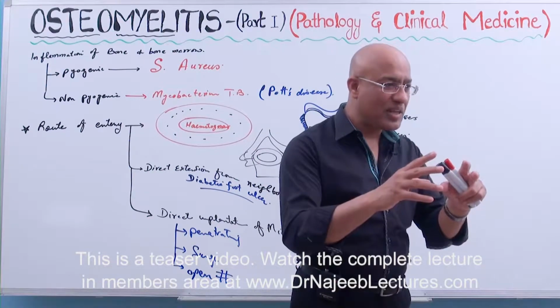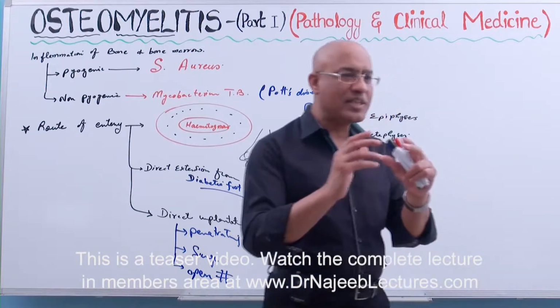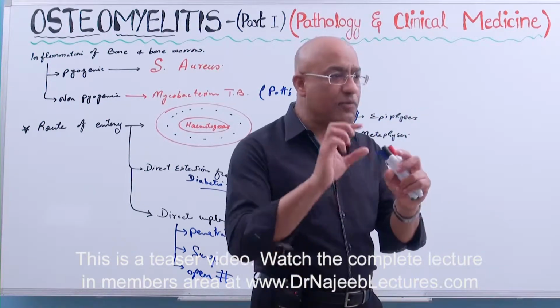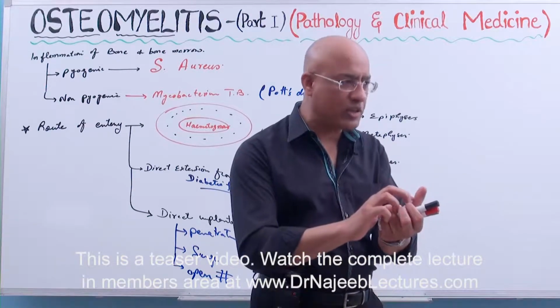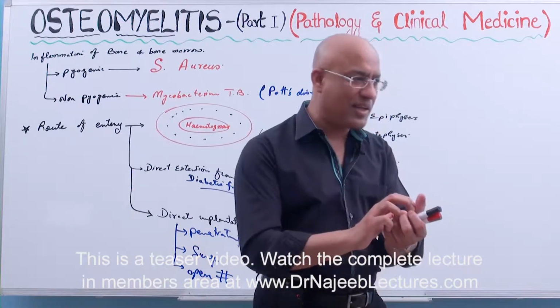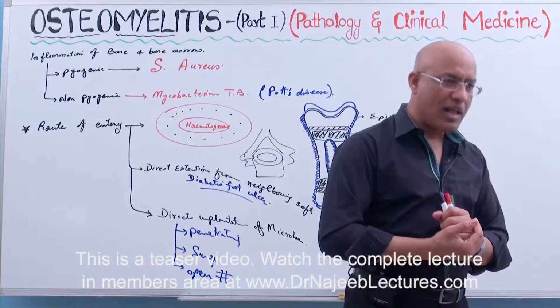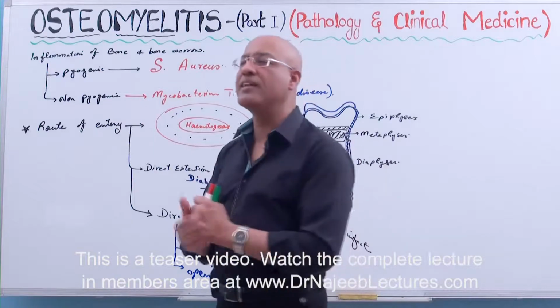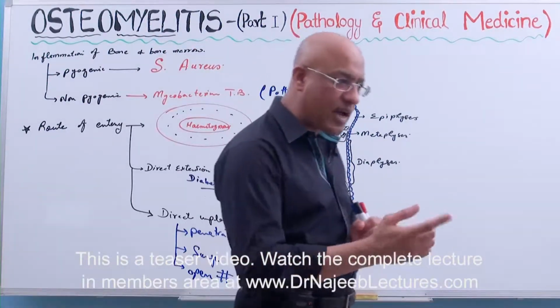Destructive enzymes, oxygen free radicals. All of them not only damage the bacteria or white cells, if all this is happening in the vicinity or in the neighborhood of periosteum for a very long time, there is every chance they may damage the periosteum. Is that right? Periosteum is relatively resistant, but not absolutely resistant to bacterial damage.